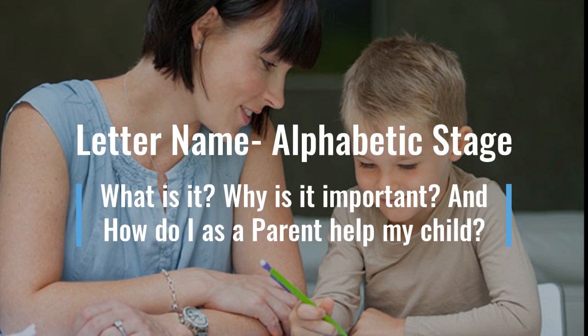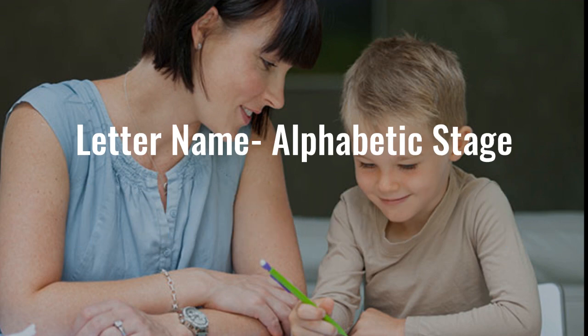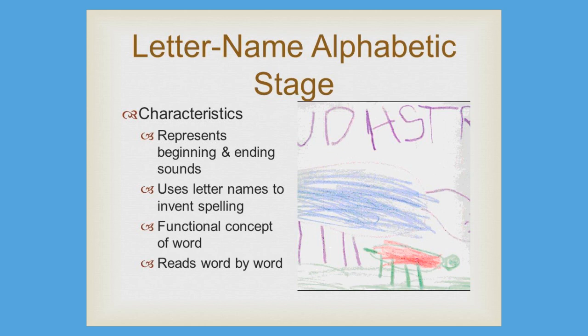They begin to learn words and actually read text, and the writing becomes readable to themselves and to others. In the letter name alphabetic stage, students represent beginning and ending sounds. They use letters and names to invent spelling. They also have functional concepts of words. They also read word by word.